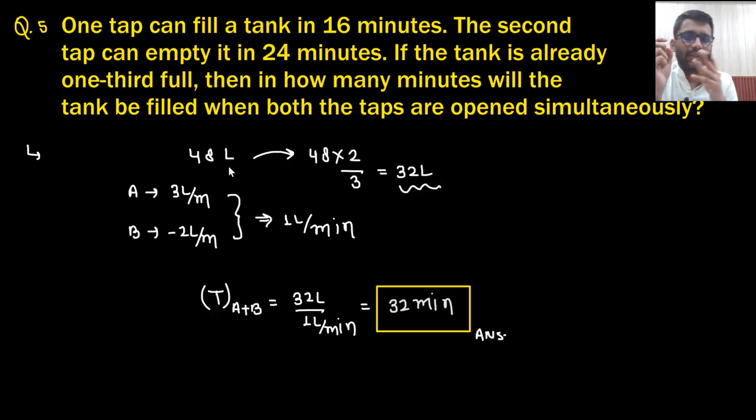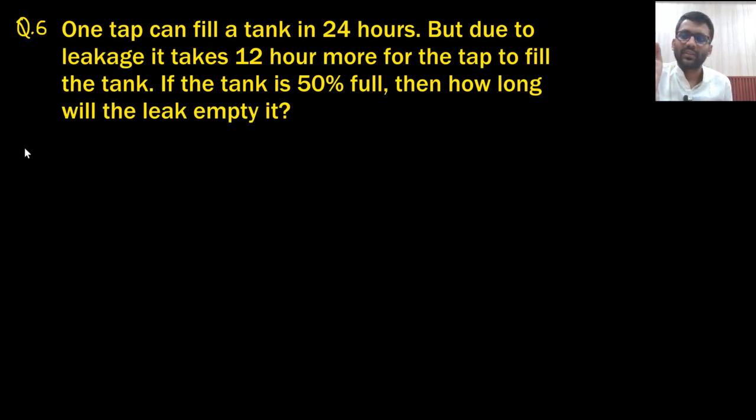Basically 16 and 24, 48 liter. A can fill 3 liter per minute, B can empty 2 liter per minute. If both are working together and 1/3 is already full, that means 2/3 you have to fill, 32 liter. Both working together means 1 liter per minute, so 32 minutes it would take. Well and good. Let's see the next one.